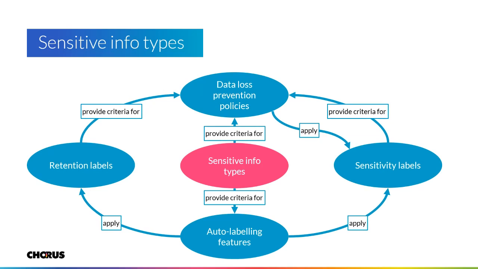And just looking at how all these different building blocks relate. So you can see sensitive information types sit right in the middle. We can use them as criteria either directly for our DLP policies, or we can use them as criteria for automatically applying retention labels and sensitivity labels. Retention labels and sensitivity labels in turn give us criteria for applying DLP policies, and our DLP policies can apply sensitivity labels. So you can see this all gets quite incestuous. There's basically a close interrelationship between all of these things.